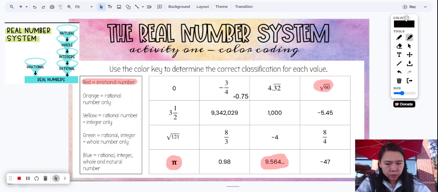Okay, can I simplify anything else? 3.5. I'll go ahead and write that one. 3.5.